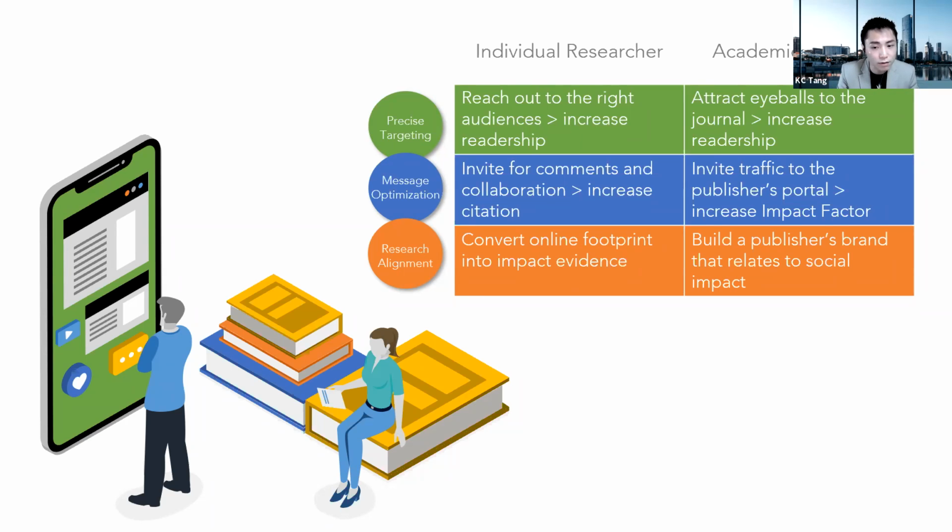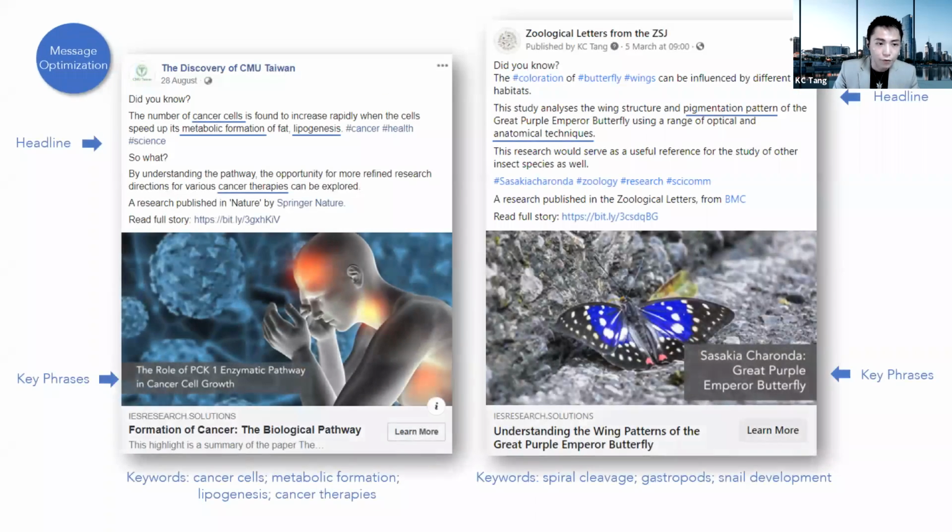And how do you find out? It's through the optimization, through the process of running the ads, where you monitor the analytics and do the comparison to see whether people comment on it, how the readership is, the click rate, and so on. So that's the optimization part. I'll show you some samples here.